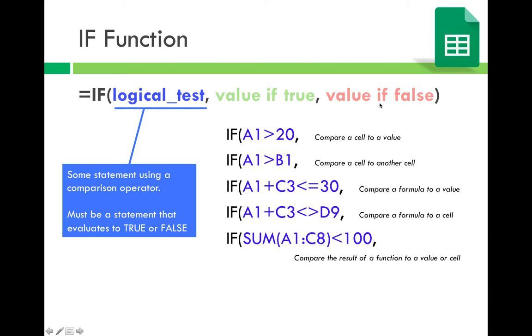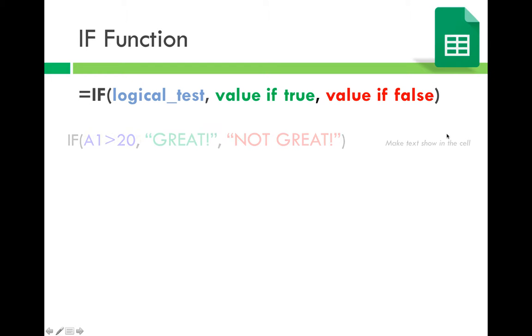What could the value of true and value of false look like? I'm going to put one slide up that will show you some examples of what you can do, because you basically can do the exact same types of things for both true and false. So here are some complete IF functions, but I want to focus on what you can do as the value of true, value of false.